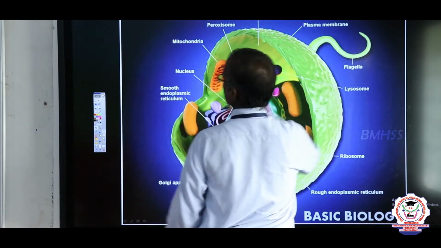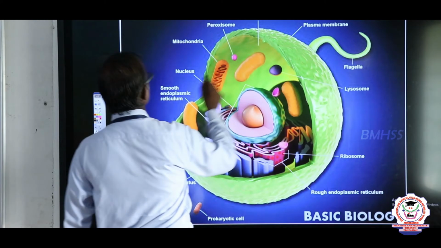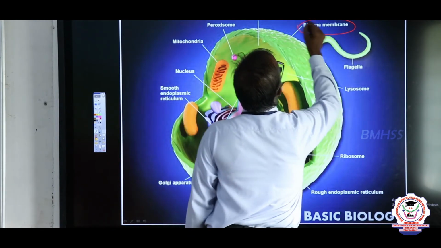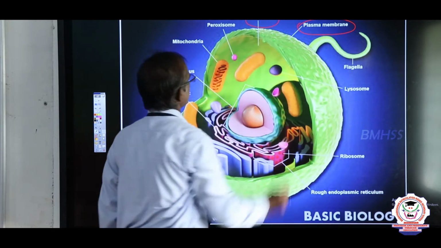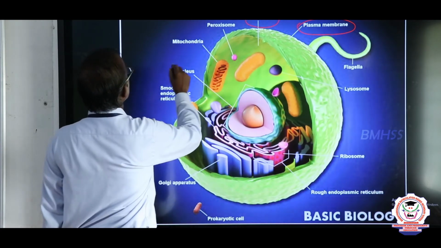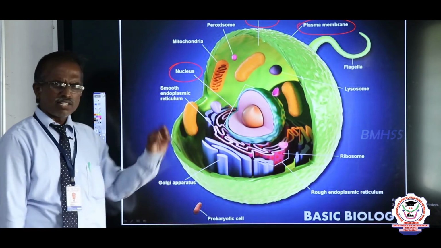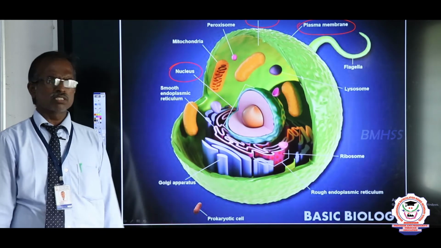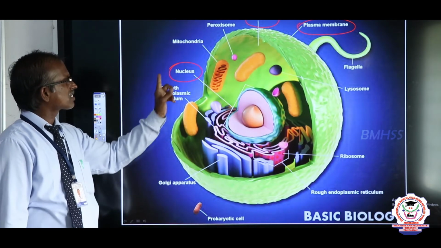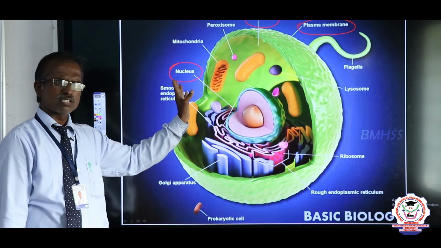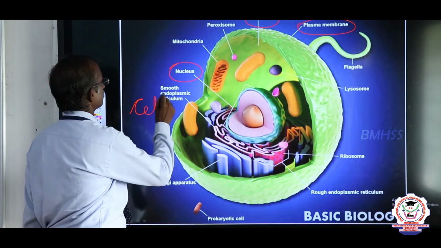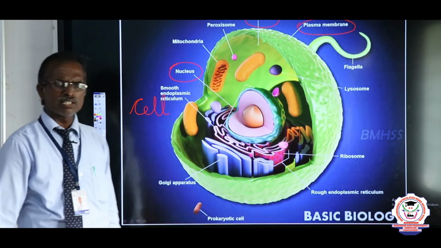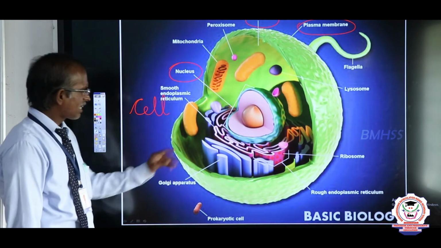first one, plasma membrane, cytoplasm and nucleus. Any structure which bears these three parts, we call it a cell. Now, we take the cell.